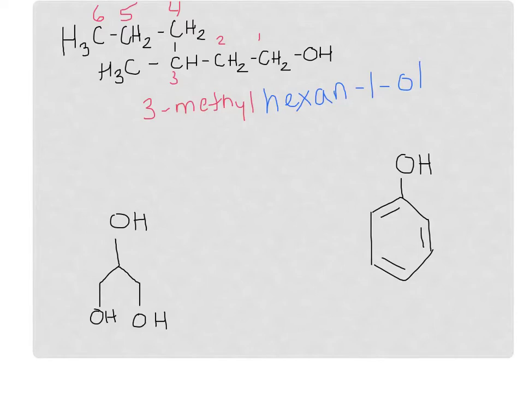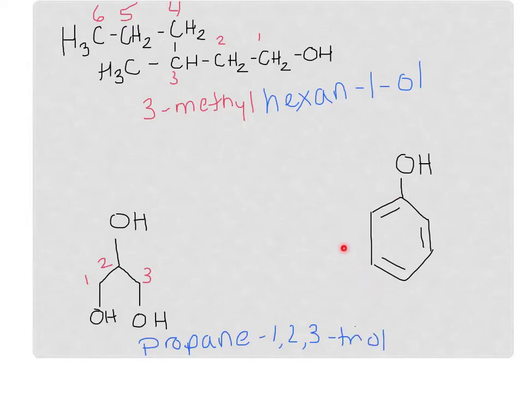So we can see that we have a 1, 2, 3 carbon chain, so that is going to be propane. And we have to number our carbon chain. In this case, we can number it either way, and it will turn out the same. 1, 2, 3, and we need to indicate the position of each alcohol. So we have propane-1,2,3-triol.